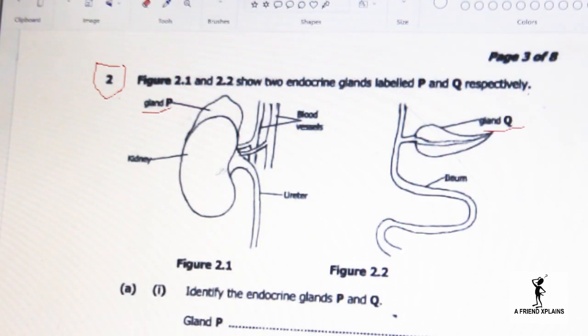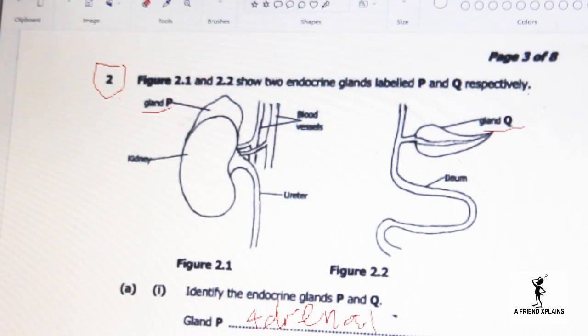Since this is a kidney, this gland is known as the adrenal gland. You remember in excretion, when you did the topic on kidneys, you looked at the structure of the kidney, and you were able to label the blood vessels and the entire kidney. So what is above the kidney here? This is the adrenal gland. So that is our adrenal gland.